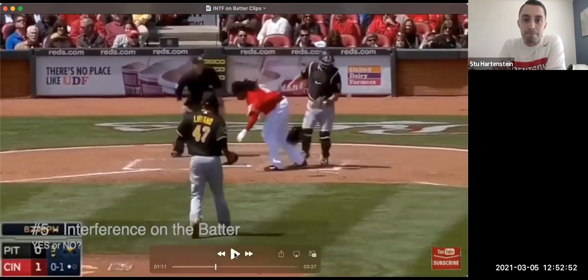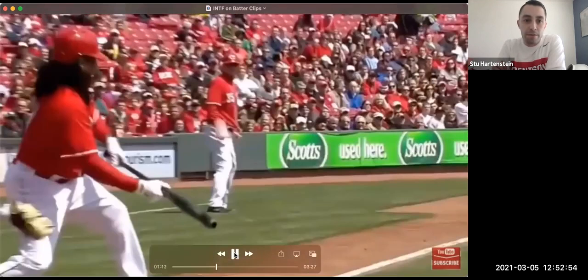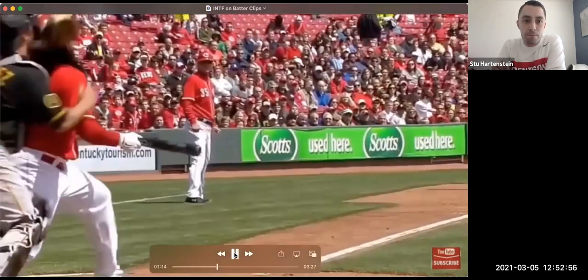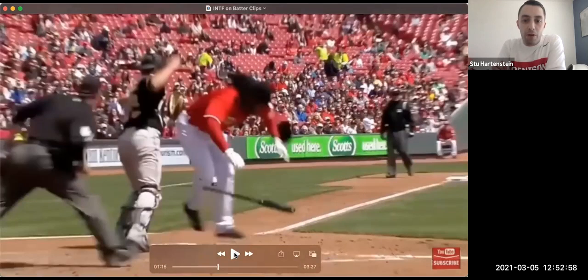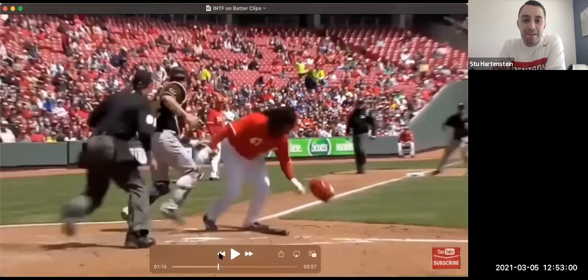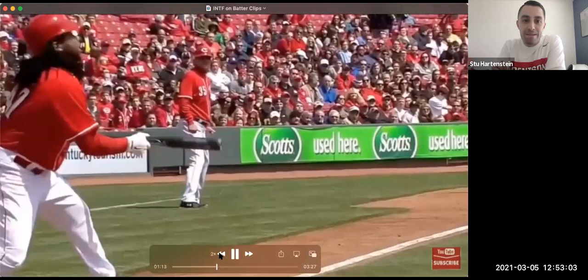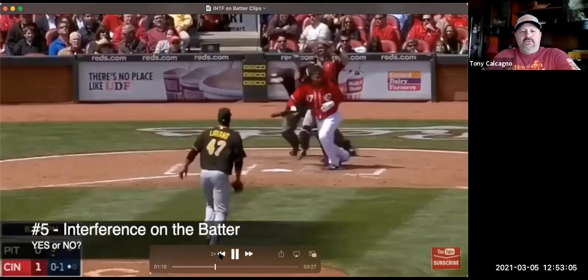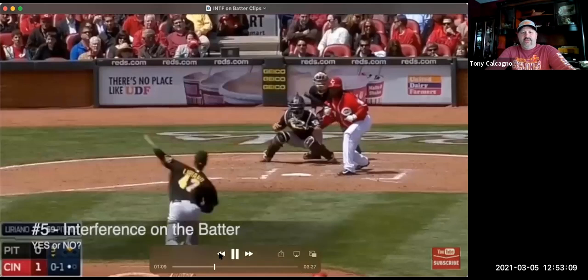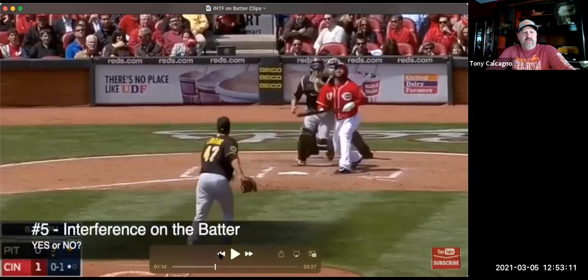All right. Here it is again. All right, what do we got? I would say it's interference on the batter. As the ball was contacted by the bat, you would expect him to immediately start going to first. And since he did not and was looking up at the ball, he did not vacate at the appropriate time.